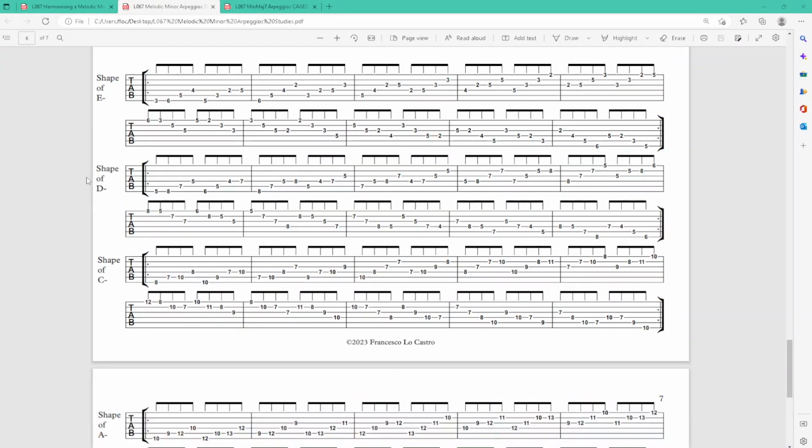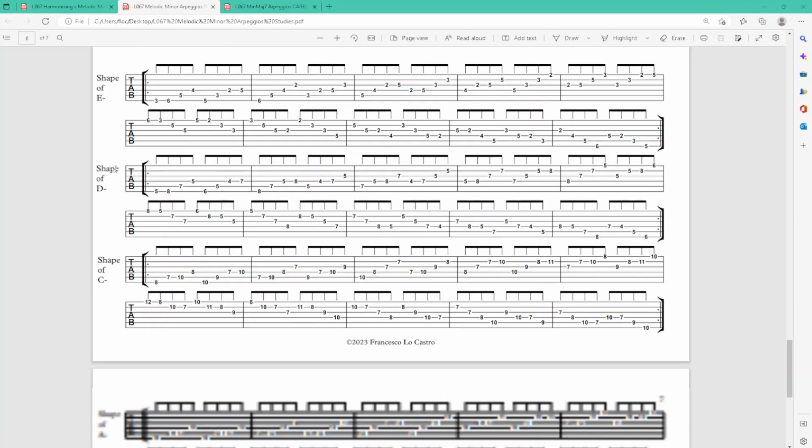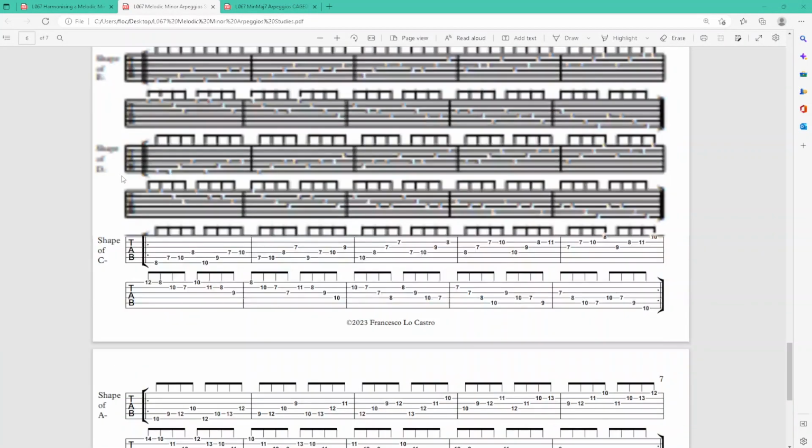If we continue with the PDF, you have, again, the same harmonization using extended triads, melodic minor using extended triads in all 5 shapes. And this is going to keep you busy for 3 weeks and more, already that. I hope it makes sense what we're doing.